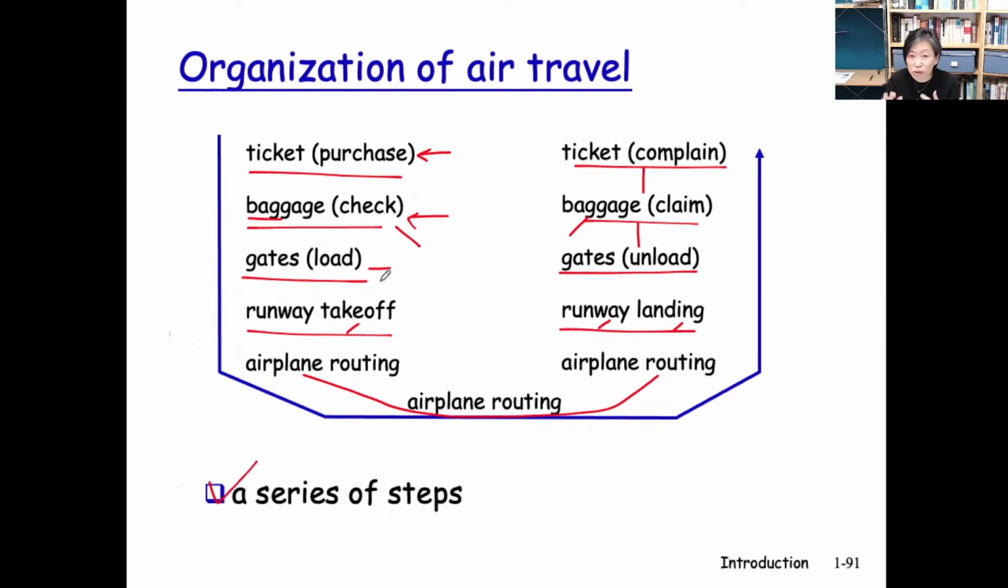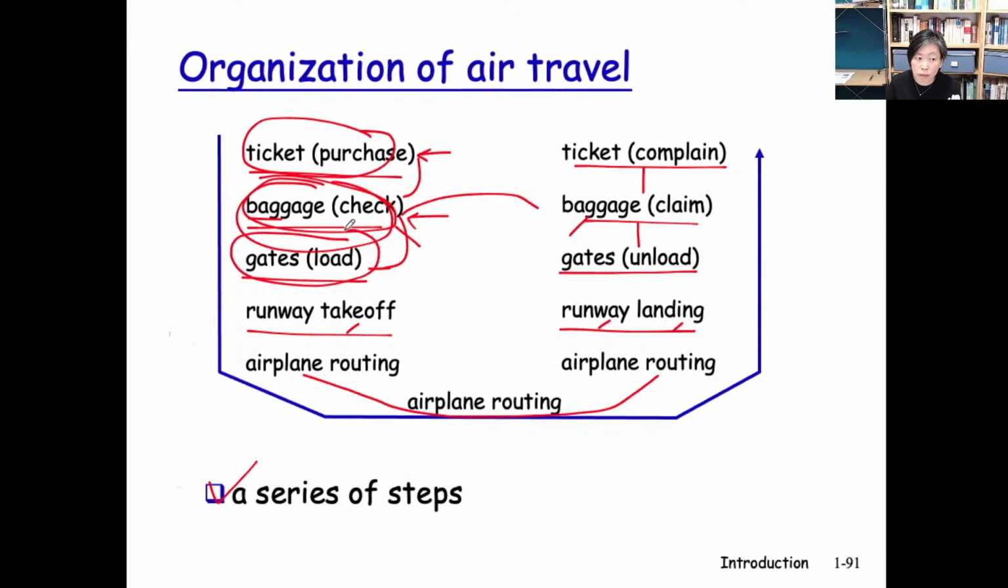So there are still some communication that needs to be done, for example, in between these two steps. Okay? So this component here is more closely related to this component. This component here is also more closely related to this component. And this component is also connected and related to this component, even though this is at the departure airport, and this is at the arrival airport.